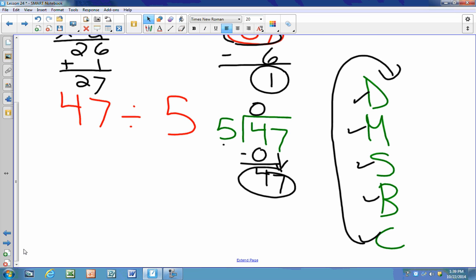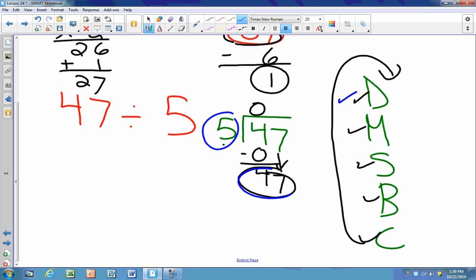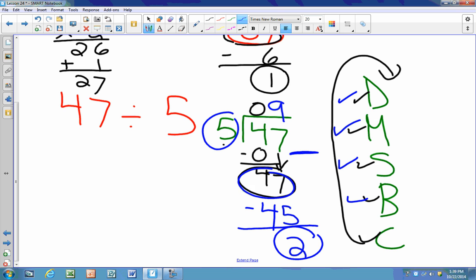And once I circle, it tells me to go all the way back up to the top. Now I'm back up at the top. I ask myself to divide. How many times can the 5 go into the 47 we just circled? It can go in 9 times without going over. So there's my 9. And now we multiply. 9 times 5 is 45. And we subtract. We have 2 down here. We see if there's anything else to bring down. Since there's not, that is my remainder. So now I have 9 remainder 2.